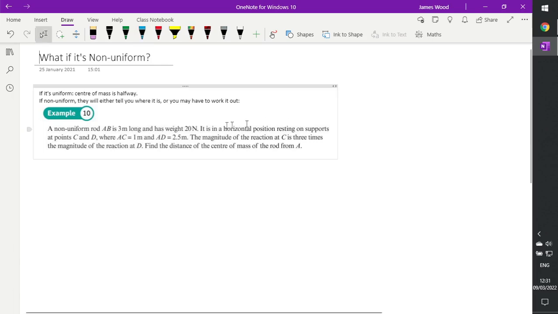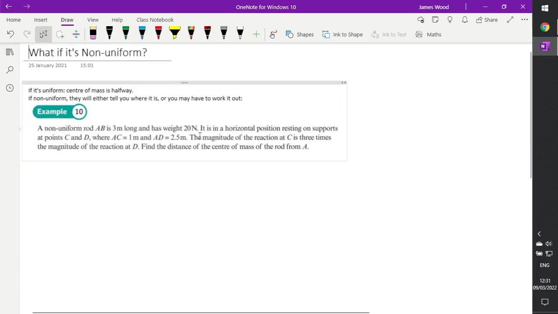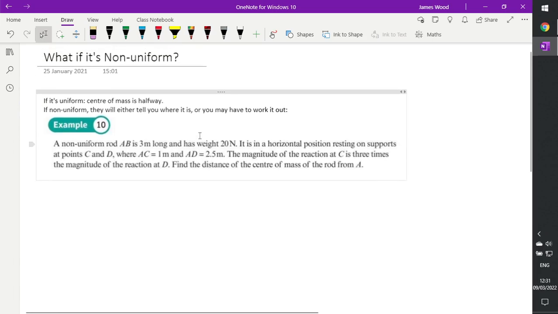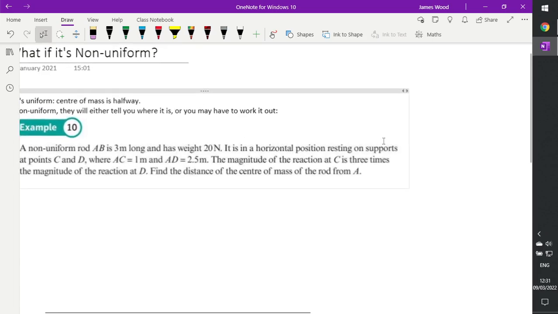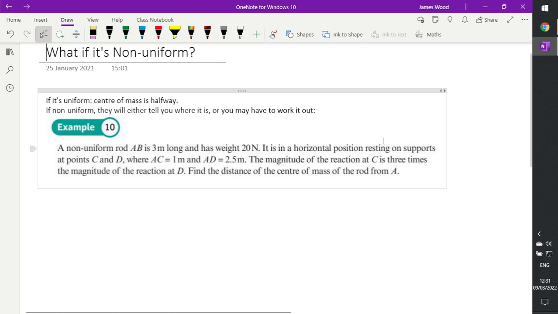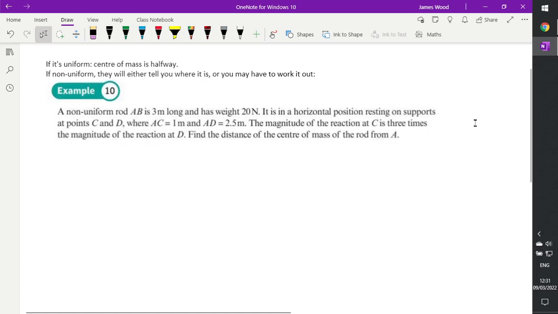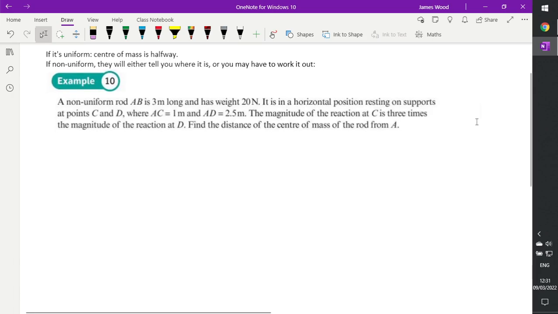Okay, so the last example I want to do is just one where, what if it's non-uniform? Because all the ones we've looked at so far have been uniform planks and things like that. Well, what if it's not uniform? So if it's not uniform, that just means the centre of mass is not halfway. So either they'll tell you how far along it is, or maybe you've got to work out where the centre of mass is. So let's draw a diagram for this question here. I'm just going to read the question and draw a diagram of it. So let's just read through it and draw a diagram as we go.